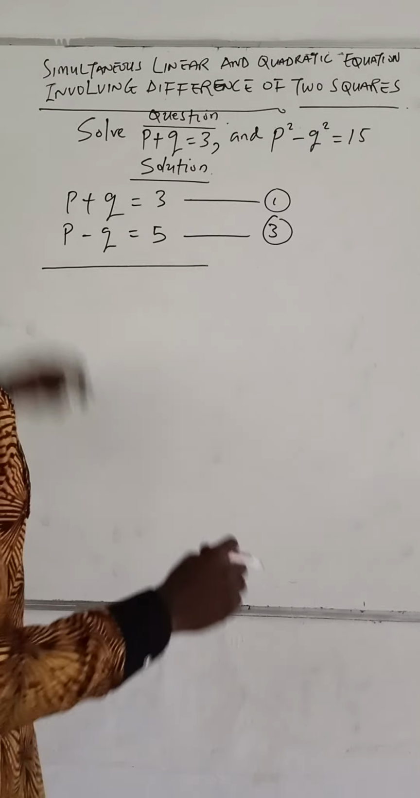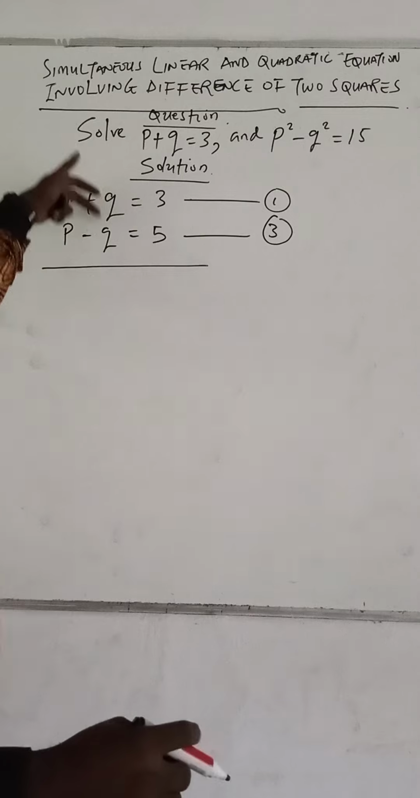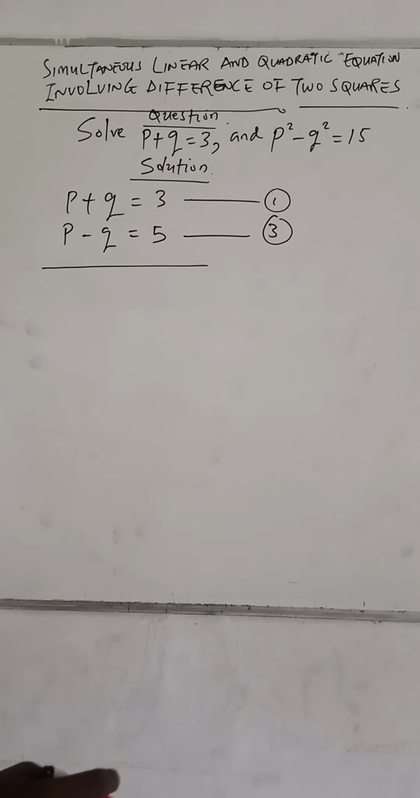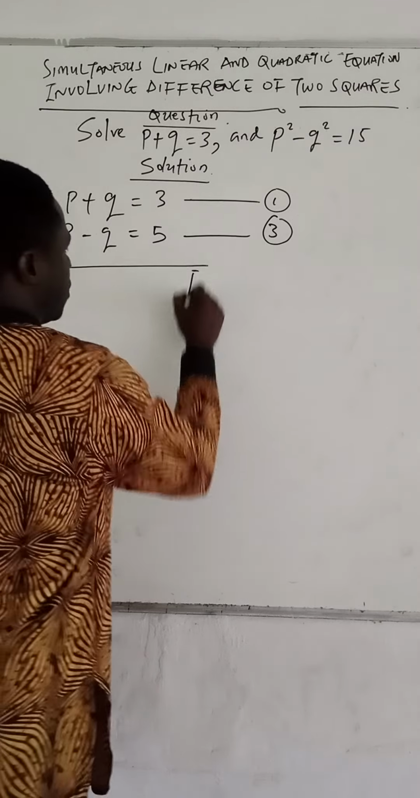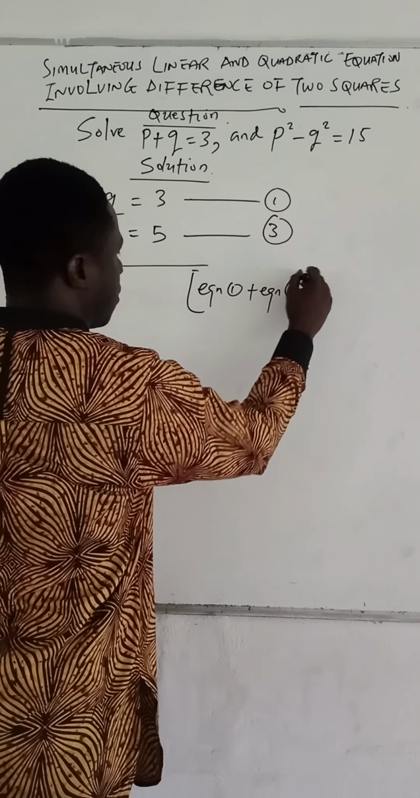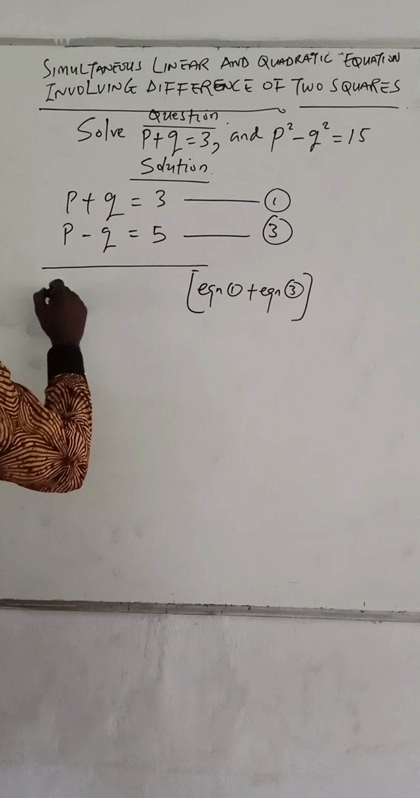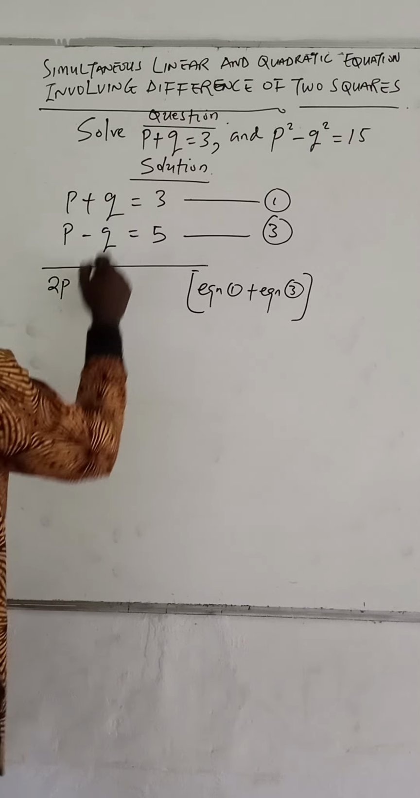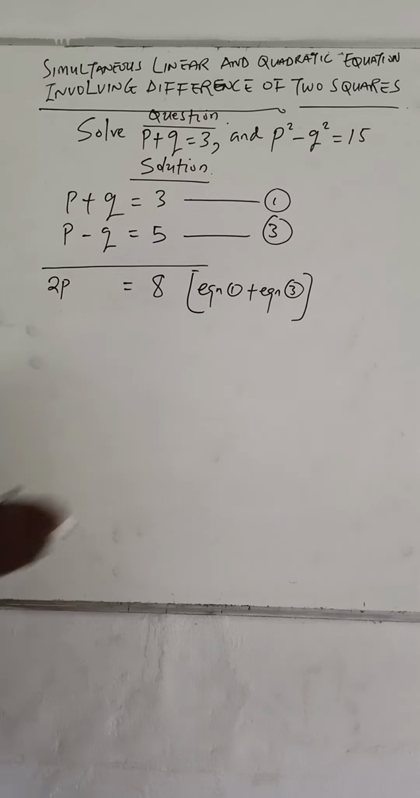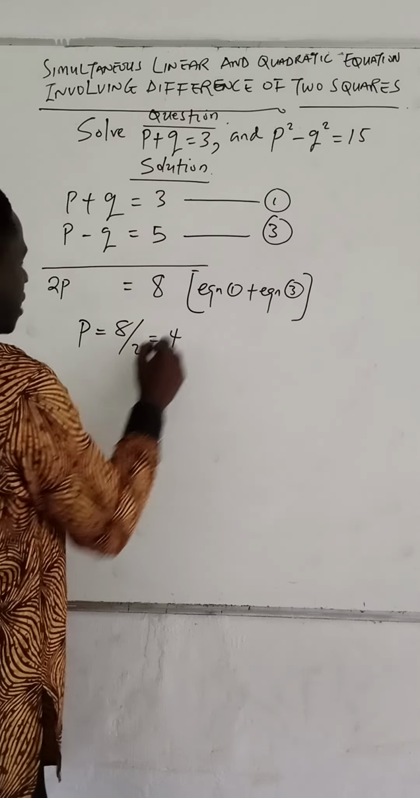Now, using the elimination method, we can eliminate terms in q. How can we do that? If we add them together, we would have eliminated terms in q. So we'll add equation 1 to equation 3, and terms in q will disappear. When we add this, we have 2p. When we add this, we obtain 0. When we add this together, we have 8. So for us to obtain the value of p, we divide both sides by 2. 8 divided by 2 is 4.